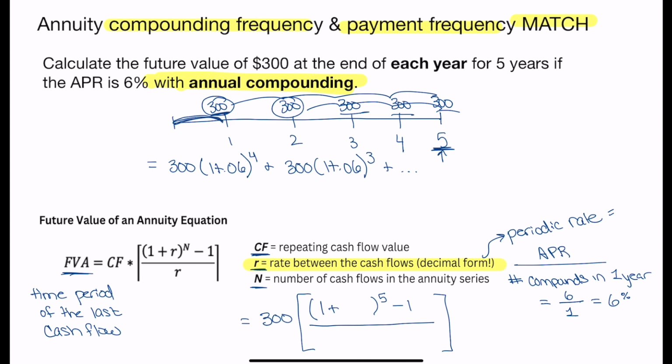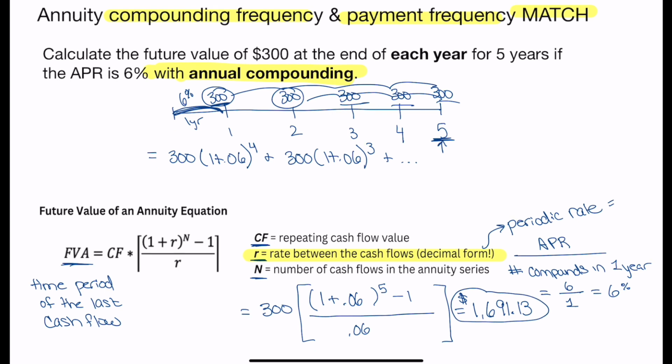That's the same as saying that in between each one of these cash flows is exactly 1 year, and my rate across 1 year is 6%. Now I'm going to put in 6% in decimal form, and I end up with the final answer here of $1,691.13.